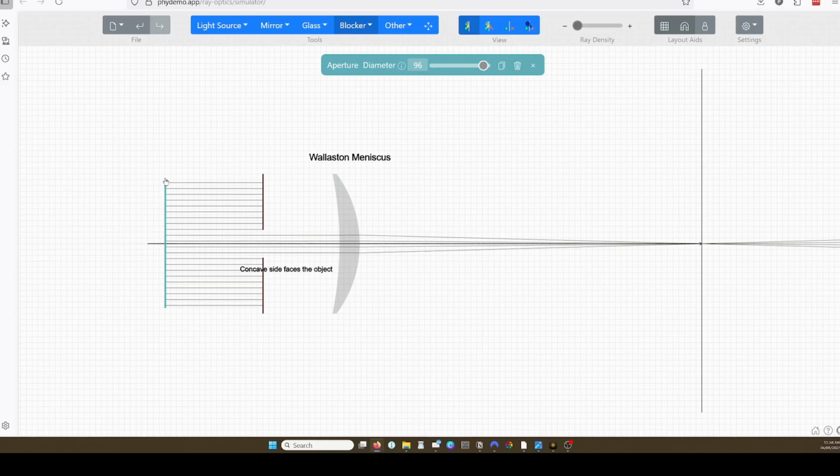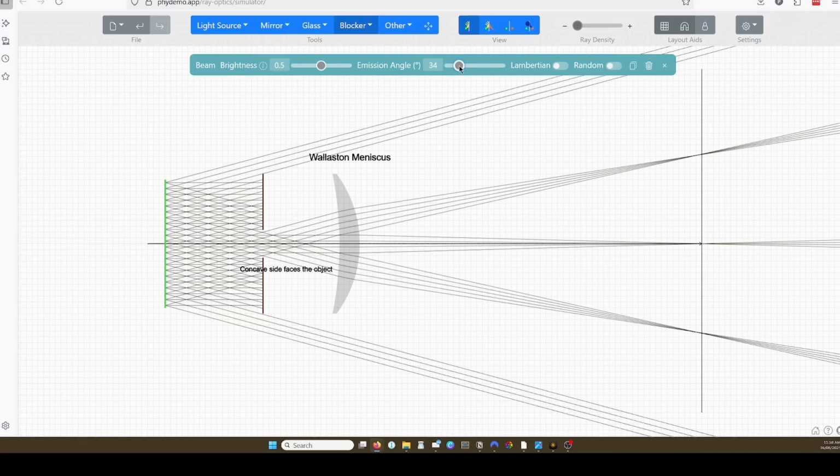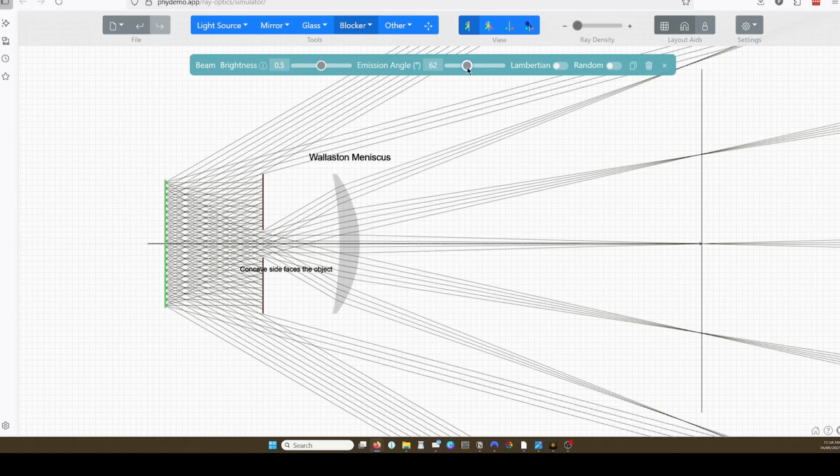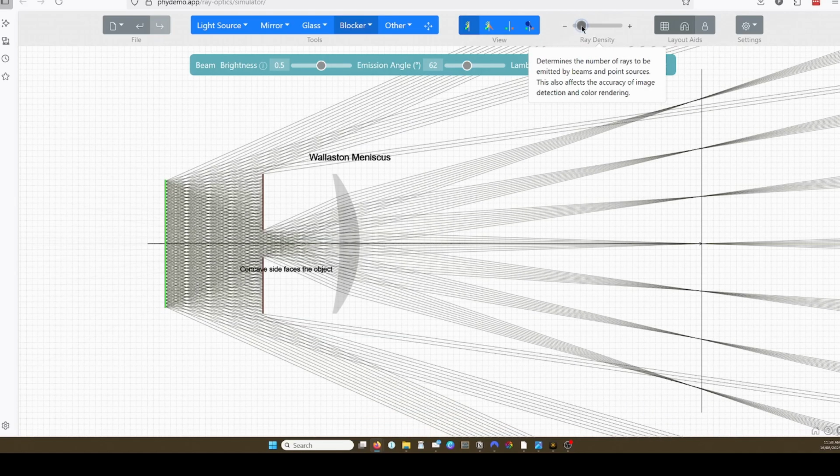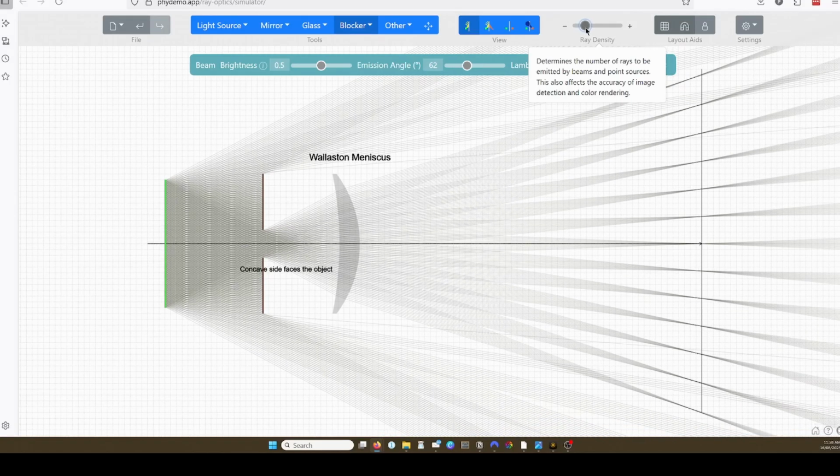But overall, the image is much better. It still suffers from all the other aberrations, however, notably chromatic aberration, but the Wollaston Meniscus was adopted for photography nevertheless. There was nothing better at the time.